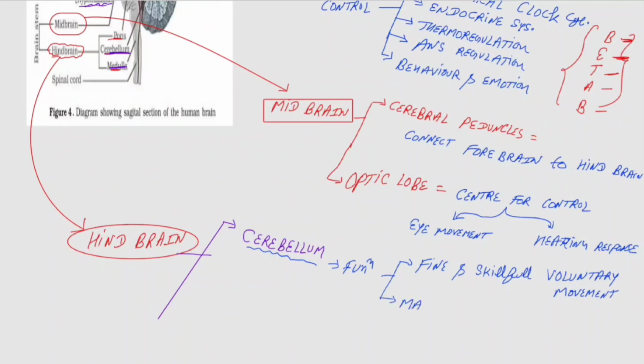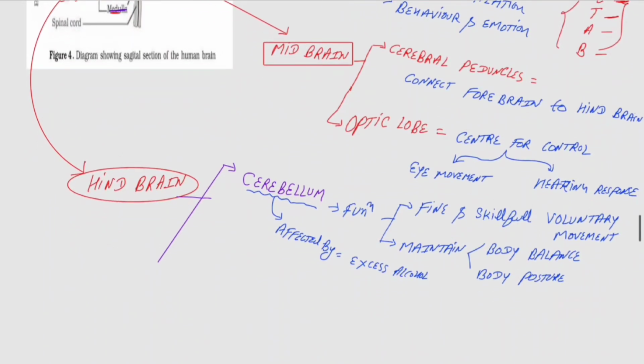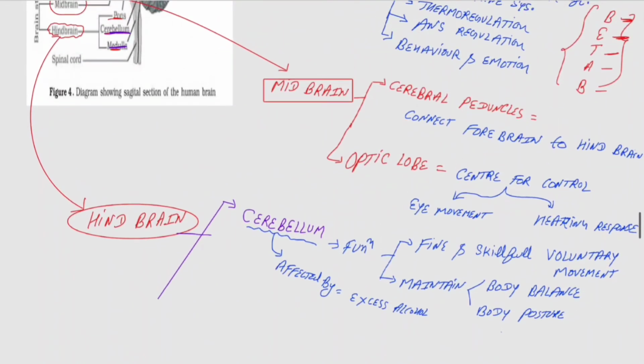As well as maintaining body balance and body posture. The cerebellum is affected by excess alcohol. Now you understand very well why a drunk person does not have body posture or body balance. Clear?